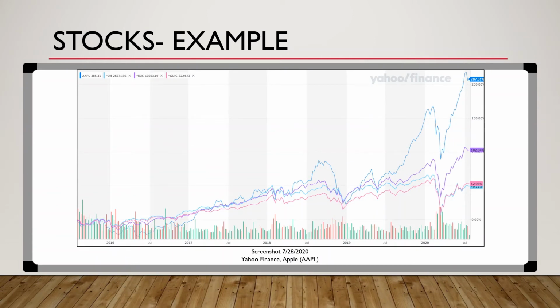Now here is another chart of Apple. This time, the chart shows the comparison of returns over the course of 5 years. The dark blue line is Apple. The light blue line is the Dow Jones Industrial Average. The purple line is NASDAQ, which is another index. And the pink line is the S&P 500.